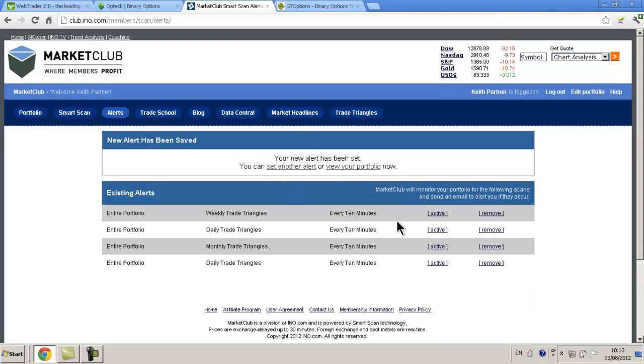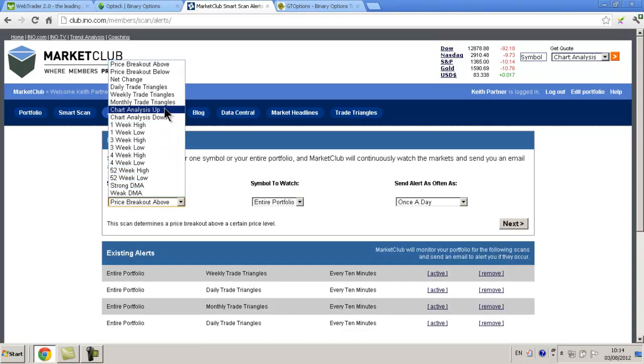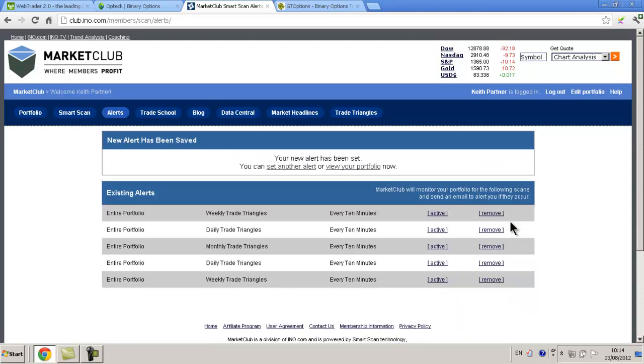I've actually got mine set up. So we do that for our weekly trade triangles, our daily trade triangles, and our monthly triangles. Very important we do all three. Let's go through that again. Let's set another alert. This time I'll do a weekly trade triangle, entire portfolio, and every 10 minutes. Press next. Now, I actually have a Gmail account set up that I just get these alerts sent to.